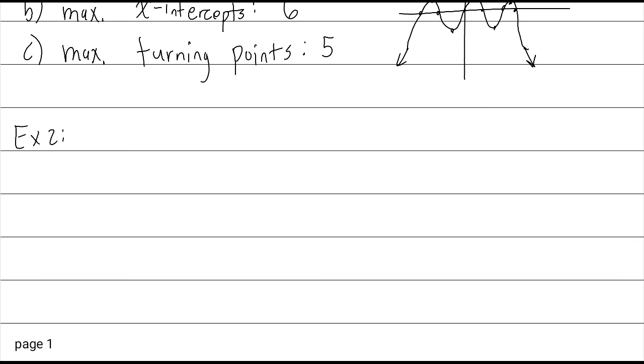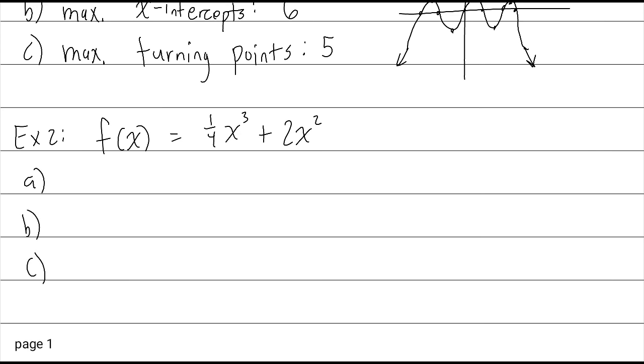So example 2, we have f of x is equal to 1/4 x cubed plus 2x squared. That's all we're going to do there. A, B, and C: the maximum number of real zeros, the maximum number of x-intercepts, and the maximum number of turning points.